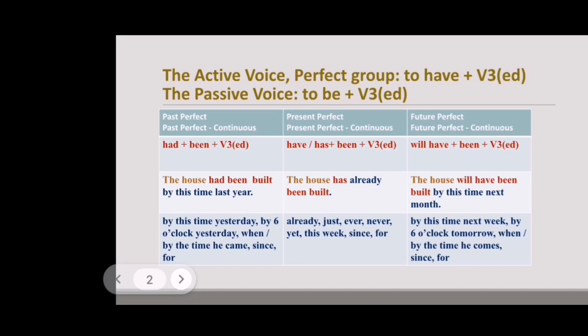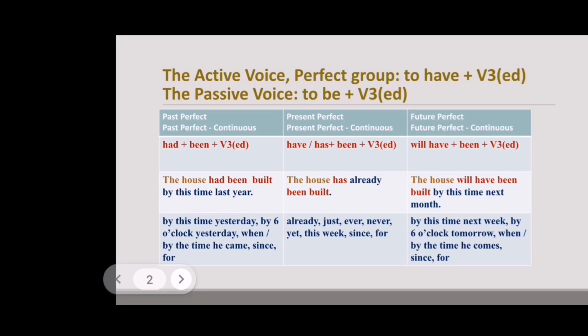And for future perfect, have in future it is will have, plus be in the third form been, and the third form of the main verb. So will have been built. The house will have been built by this time next month. We again should state the moment in the future, and again we use the preposition by.